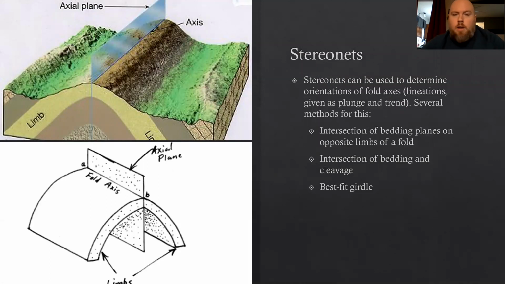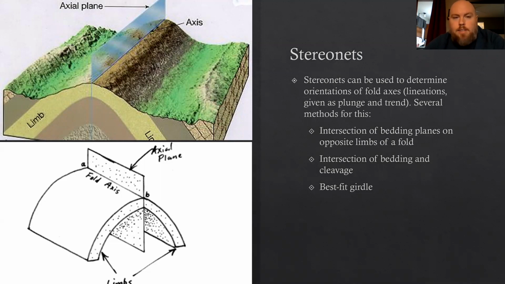So why do we really care about stereonets? They can be really useful, especially if you are in metamorphic terrains, if you want to determine fold orientations, or excuse me, fold axes. Fold axes are lineations. You can see in both of these figures, there's an axial plane that bisects the point where the two limbs of the fold meet. And then running along the surface of the Earth along this axial plane is a fold axis. This fold axis itself is a lineation.